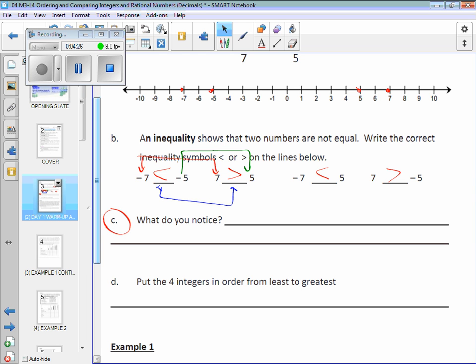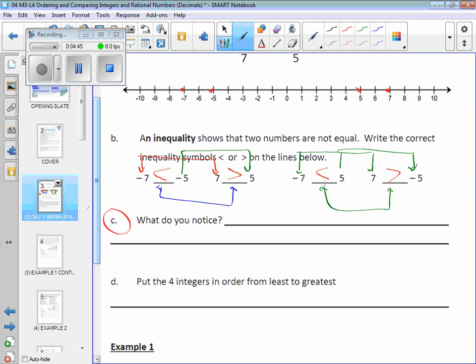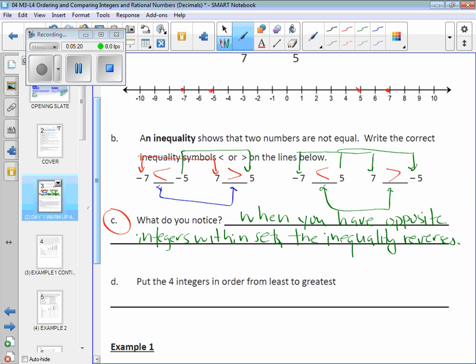And if you take a look at the next set, same thing. -7, its opposite is +7. +5, its opposite is -5, and the inequality flips. All right? Now, you may have had something different here, but somewhere in there, you need to squeeze it in because it comes into play later in the lesson. I'll simplify it for you. When you have opposite integers within sets, the inequality reverses. I'll give you a chance to get that written, and then we'll proceed.